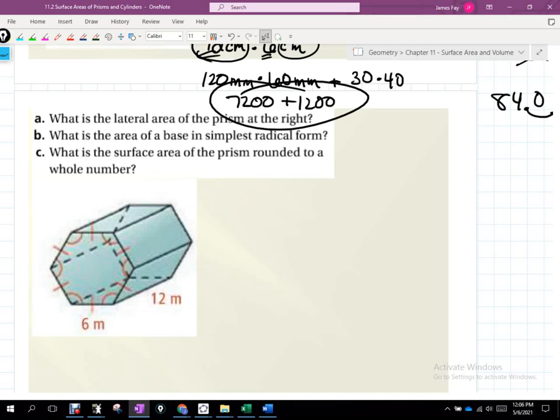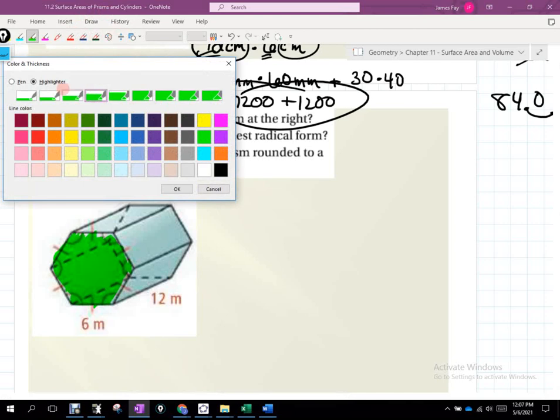Okay. Here's another one. Well, what would you call this? What is going to be your base? The hexagon. Okay, so this would be a hexagonal prism. Okay, but that is going to be my base. So let's go ahead and find the lateral area first.